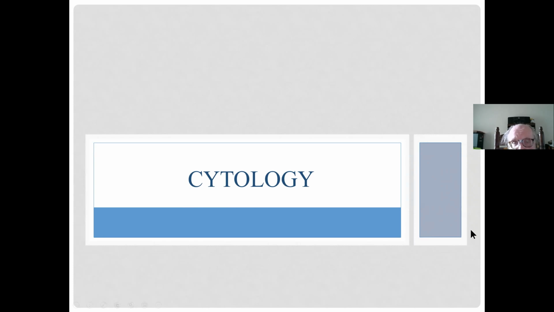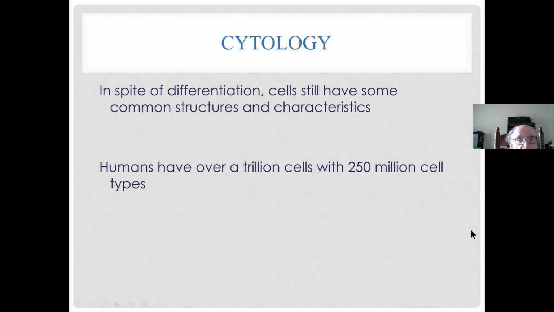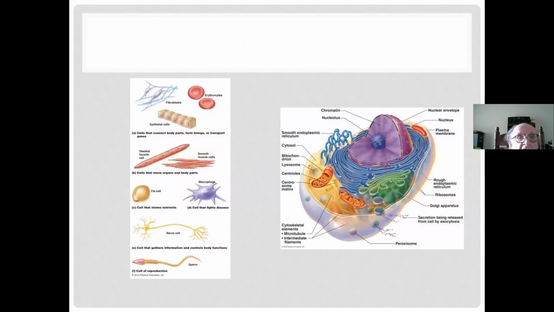Cytology is the study of a cell. Obviously, there are a lot of cells in the body. We have 1 trillion cells in the body, and we actually have 250 million different types of cells. We do not have to know all of them.